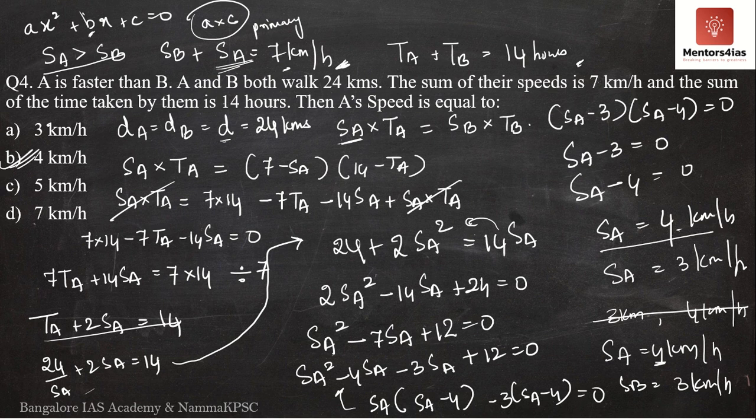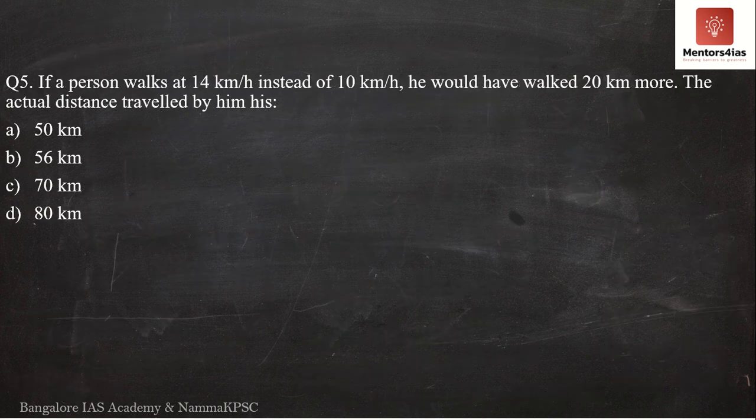It is option B. Yes, it is 4 kilometers. I hope you can see it over here. It is 4 kilometers per hour, option B. Let us move on to the next question now. Question number 5.